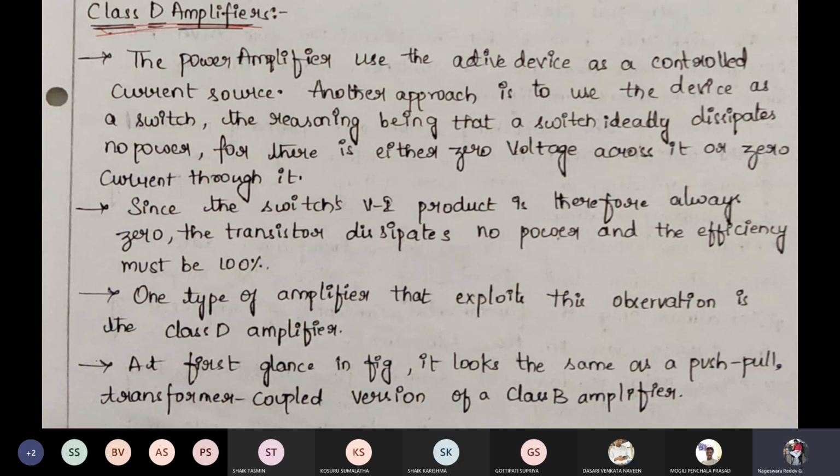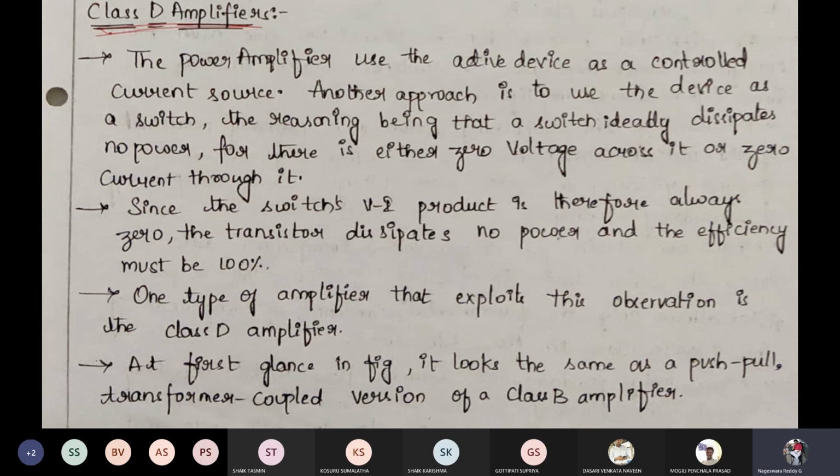So what is meant by class D amplifiers? Actually, we are using the active device as a current control source in case of any power amplifier. In class D amplifiers, the active device, a MOSFET or transistor, is used as an active switch. The power amplifiers use the active device as a control current source. A switch ideally dissipates no power, for there is either zero voltage across it or zero current through it.